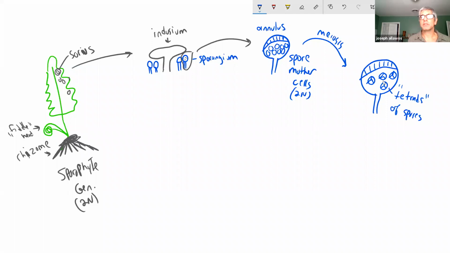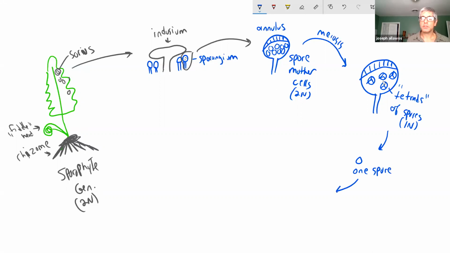What literally happens is these things are dependent on moisture. As the annulus gets wet, it starts to pull back and it literally tears the sporangia open and out come the spores. But now we have these haploid spores. They're the products of meiosis. There's our meiosis of the spore mother cells. Now let me just draw one spore. The tetrads come apart and we're going to say, okay, here's one spore.